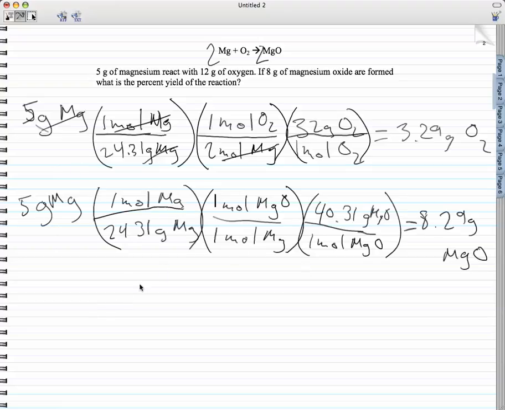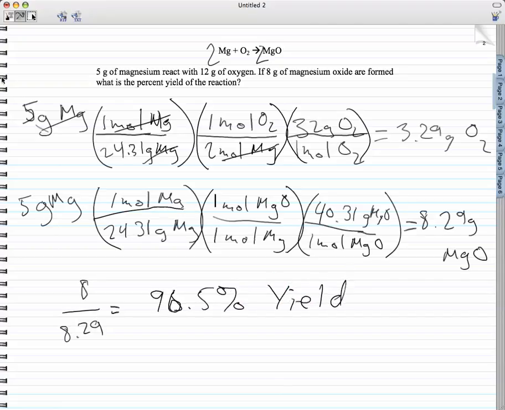We're given our actual yield. So our actual yield was 8 grams of magnesium oxide. And so if 8 grams is what we actually got, 8.29 is our theoretical, that percentage, 8 over 8.29, will be our percent yield. And if we do that, 8 divided by 8.29 times 100, we'd have 96.5% yield on this problem.